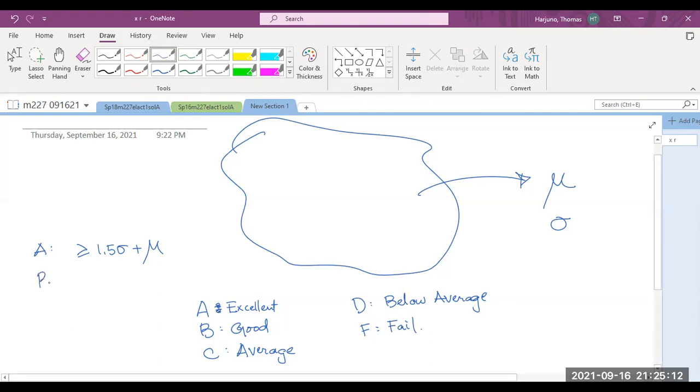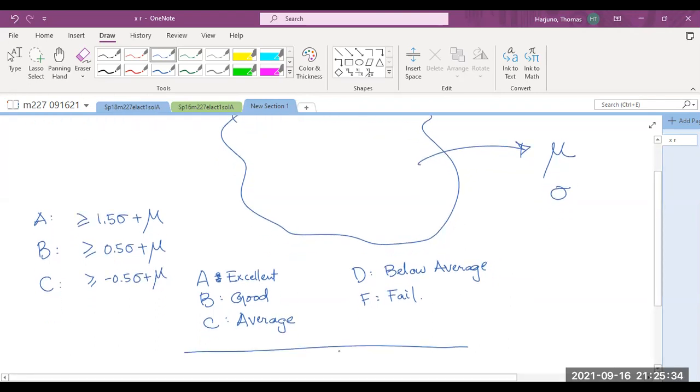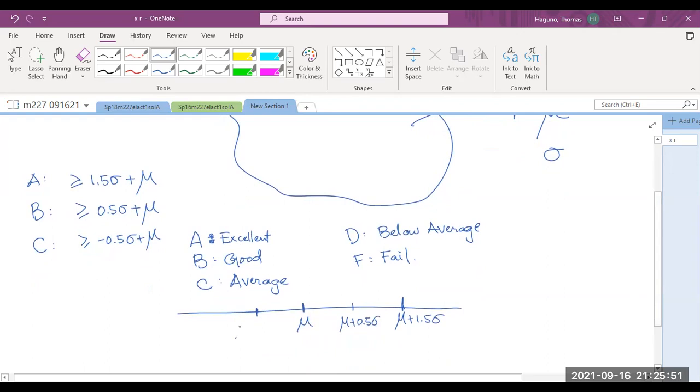For B, your score must be greater than or equal to 0.5 standard deviation above the mean. You get C if you get at least negative 0.5 standard deviation below the mean. If you look at the number line, let's say this is the mean. The cutoff is the mean plus 1.5 standard deviations for A, the mean plus 0.5 standard deviation for B, the mean minus 0.5 standard deviation for C. So this is the A, this is the B, this is the C. Like that. The D is the mean minus 1.5 standard deviations.